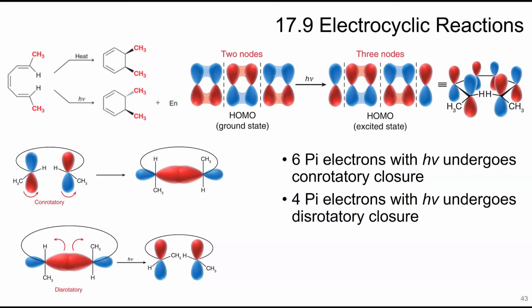When you use photochemical energy or light to do the reaction, the opposite is true. In this case, the 6 pi electrons with light undergo conrotatory closure. 4 pi electrons with light undergo disrotatory closure. So where the CH3s were out before, when you use the conrotatory, one goes down, one goes up. The disrotatory, if you're opening it disrotatory, one's in and one is out.